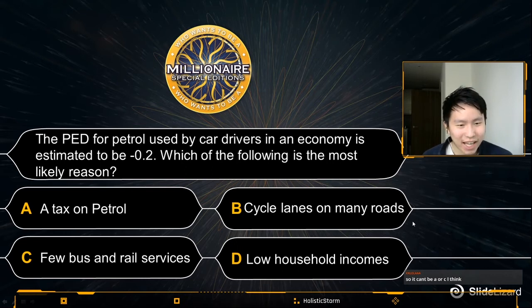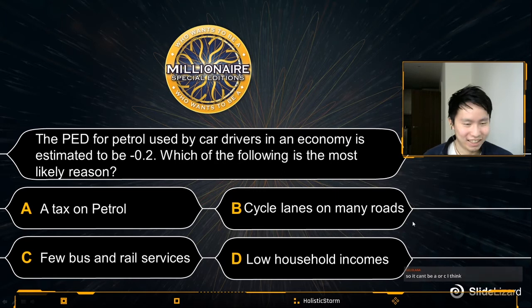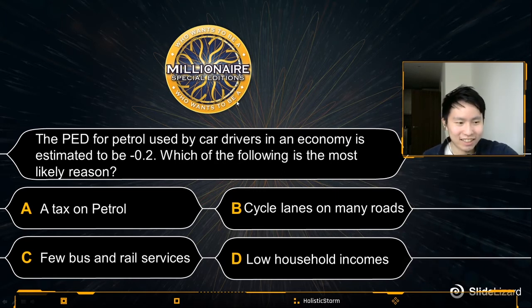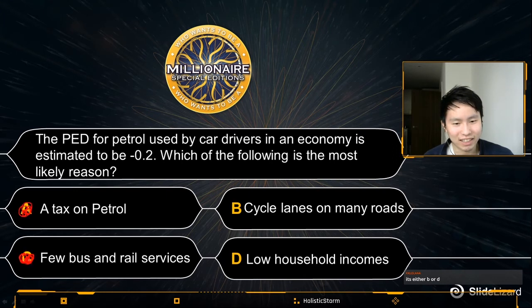So it can't be A or C, I think. Yeah, good thinking. So if we use 50-50. Okay, let's use 50-50 for this one. So 50-50 says it's not A and it's not C. Right, that's not very helpful for you.